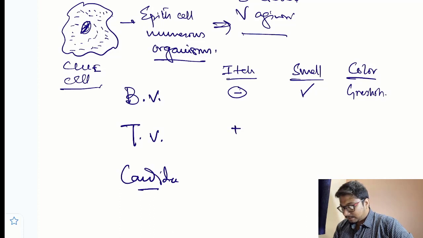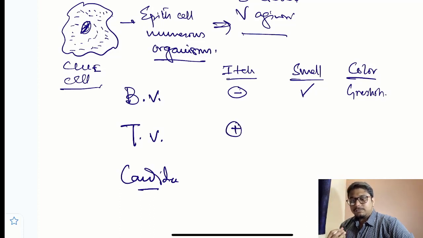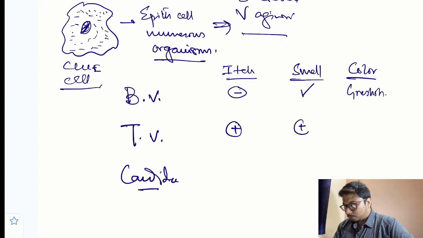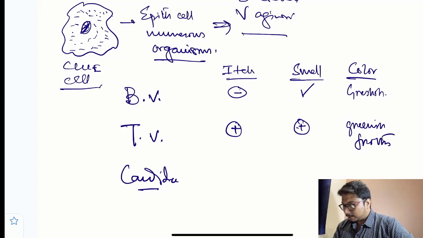Trichomonas vaginalis is definitely itchy. It causes so much inflammation that it leads to strawberry vagina. Trichomonas vaginalis usually has a foul smell too. Color is greenish frothy, while this is grayish thin discharge. And what about candida?